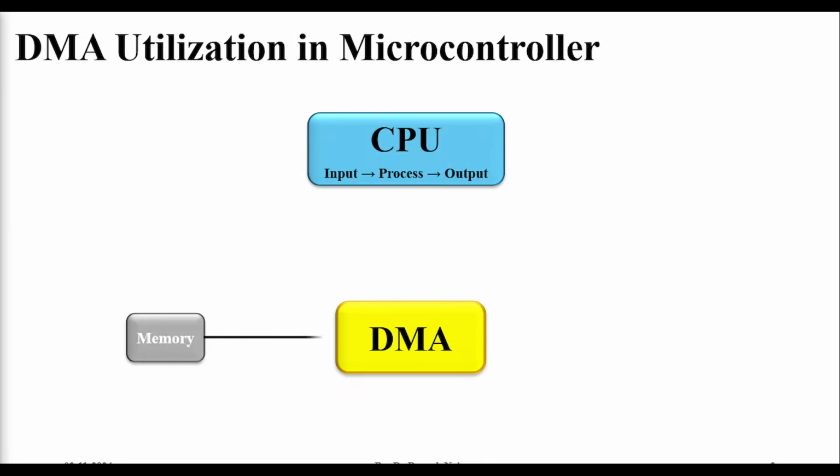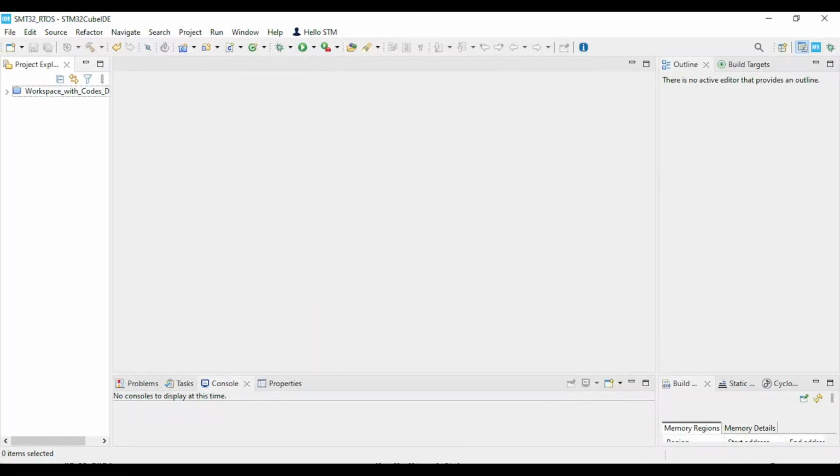In this example, we are going to move a small array of data present in one memory location to another memory location. So let's try to see how we can implement this using STM32F446RE.